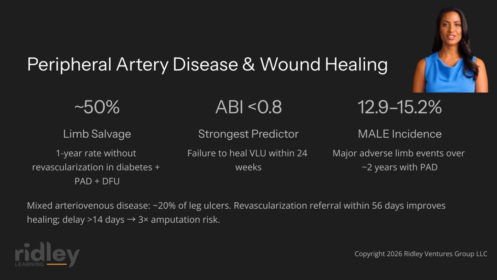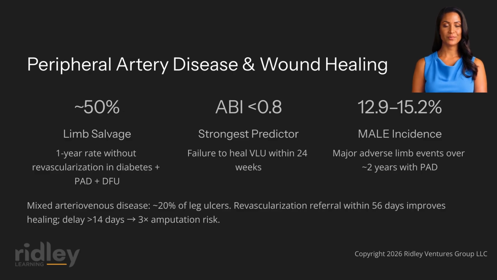Delayed revascularization is associated with demonstrably slower healing and higher amputation rates, with a prospective study of 478 patients identifying improved wound healing among those receiving vascular referral within 56 days compared with longer delays. A retrospective analysis of 314 patients with diabetes found that waiting more than 14 days before lower extremity revascularization was associated with a significantly higher rate of major amputation compared with earlier intervention, with an odds ratio of 3.1.